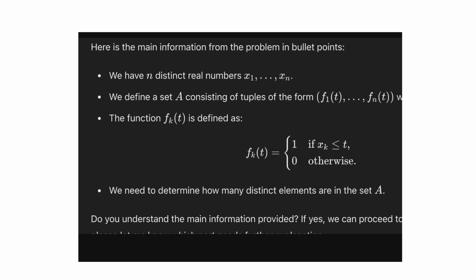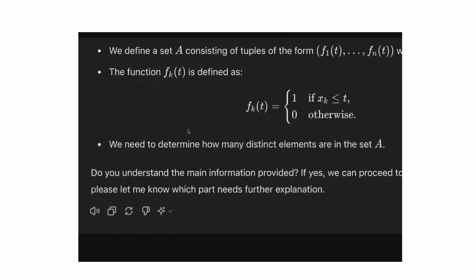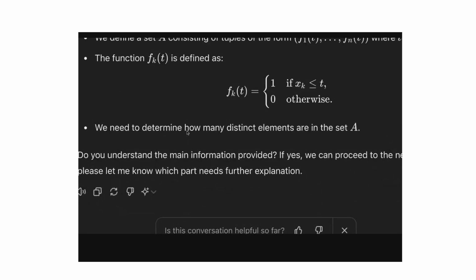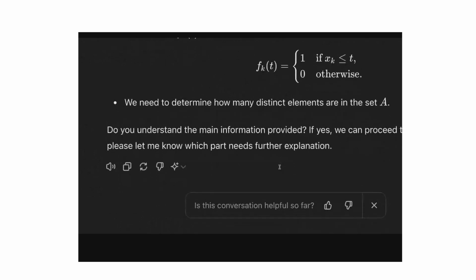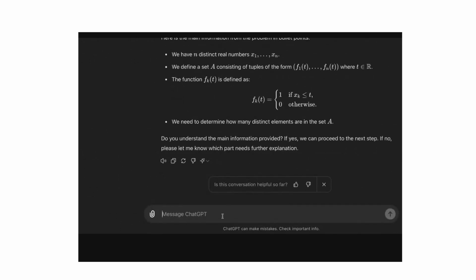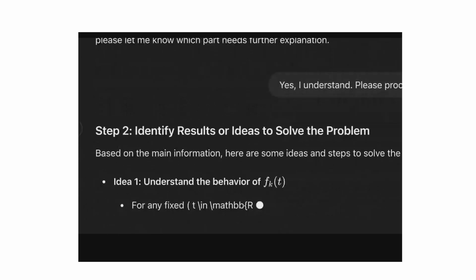Okay, so it's pretty good. It's giving the right thing. So now, do you understand the main information provided? If yes, we can proceed to the next step. If no, please let me know. Yes, I think I understand. So let's write it down. Yes, I understand. Please proceed to the next step. It's like chatting.